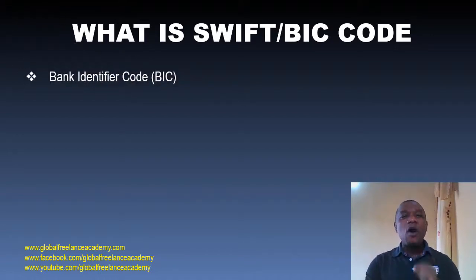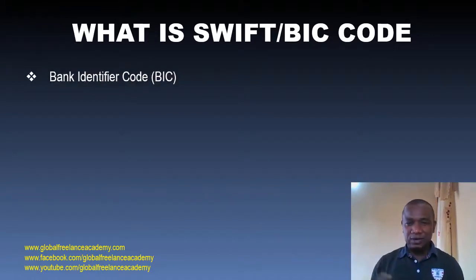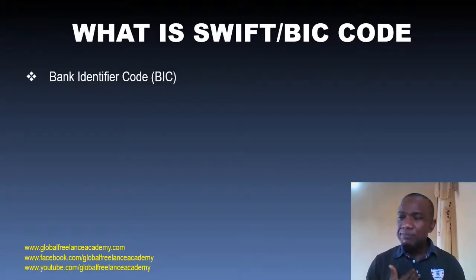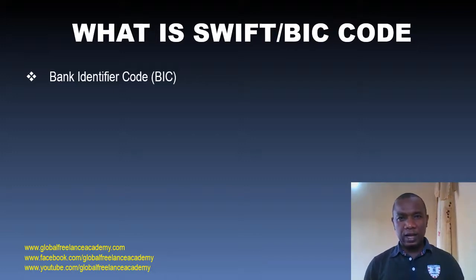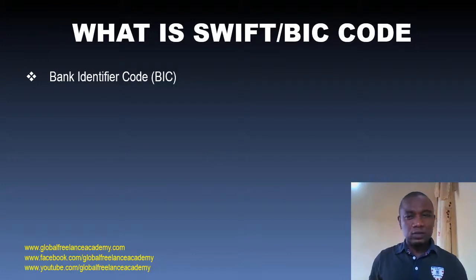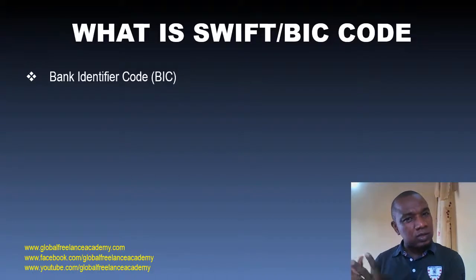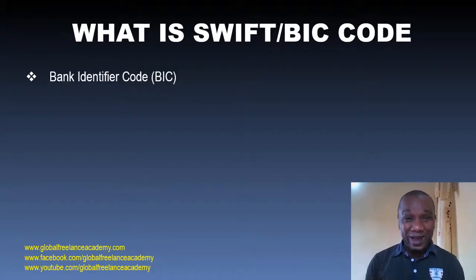Number one, let's talk about BIC, because that is the main thing. BIC stands for Bank Identifier Code. When we have money in our Payoneer account, they have to send it to us in our country. So the question is, how will they know which bank to send it to, so that your money will not sink on the ship while it's flying to your country?